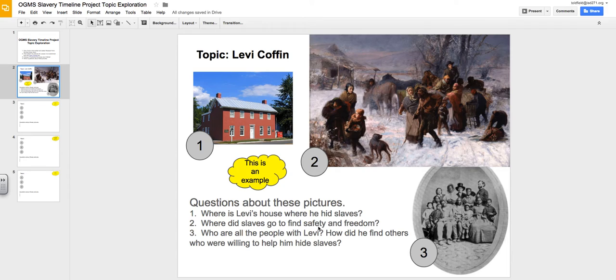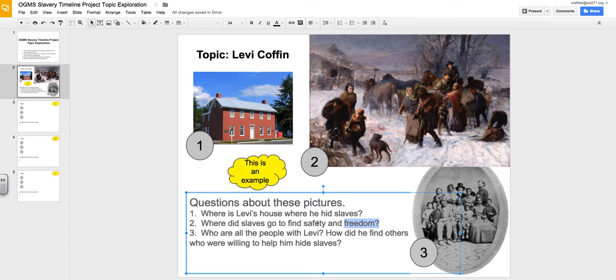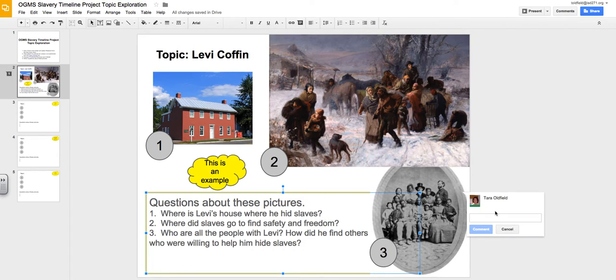I'm also wondering about this statement here, find safety. So there were safe spots along the Underground Railroad, I know, but where were those spots? I'd like to see them on a map, and that makes me curious. So I might highlight this, go up to comments and click comments, and add a comment like, I am curious where the Underground Railroad depots were in the United States. Makes me want to know that, and it makes me want to learn a little bit more about Levi Coffin.